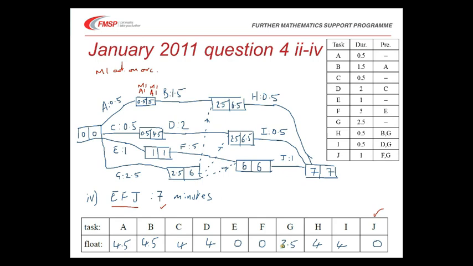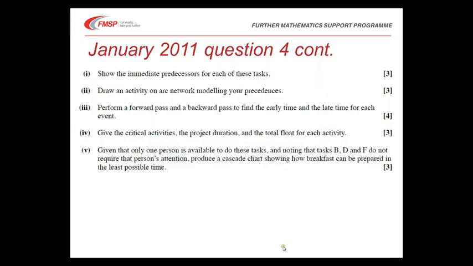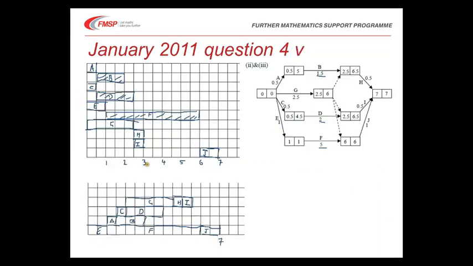Finally then, the last 3 marks here for part 5 are awarded, 1 for something that looks like an appropriate cascade chart, a clear method that it is a cascade chart. A further mark for getting your activities other than B, D or F. So here E, A, C, G, H, I, J, these activities that require somebody, none of them overlap. And then a final mark if you show that they can be completed in the 7.